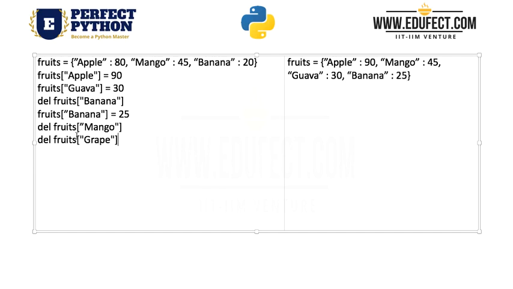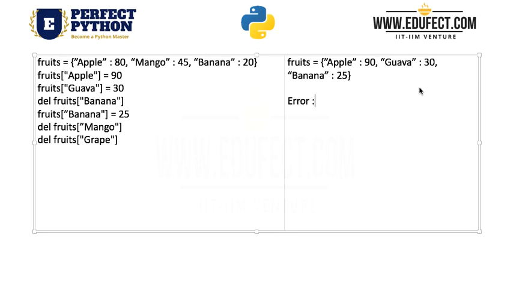Then we are saying delete fruits mango. So when we do delete fruits mango, it means now the key mango has been deleted. And when we say delete fruits grape, it means we are trying to delete a key which does not exist, and what will happen in that case is again we will get an error. So if we have to delete it, then we should first check whether it exists or not and then only go and delete it. So here in this case we will get an error.